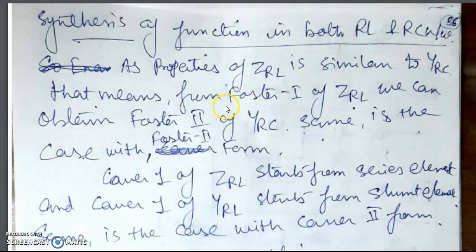So because it is the impedance function of the RL network, it can form the Foster 1, and because it is the admittance function of the RC network, it can form the Foster 2 form of the RC network. So from the same function we can get the Foster 1 of RL network and Foster 2 of RC network. Similarly, we can get the Foster 2 of RL network and Foster 1 of RC network. Let's take an example for the same.